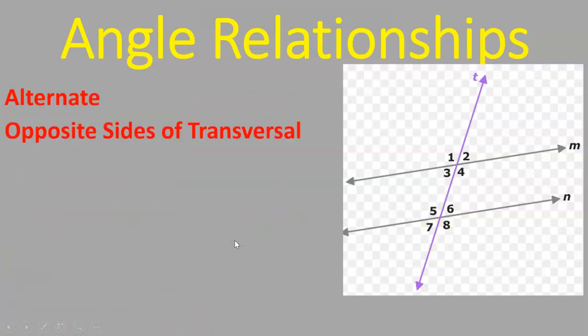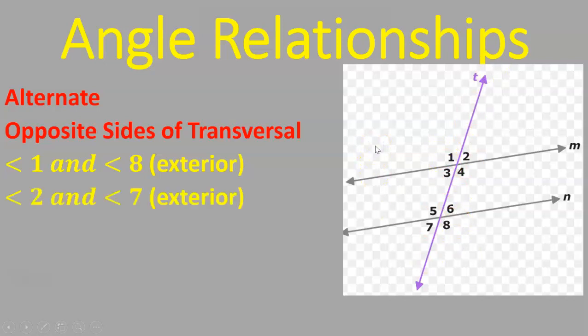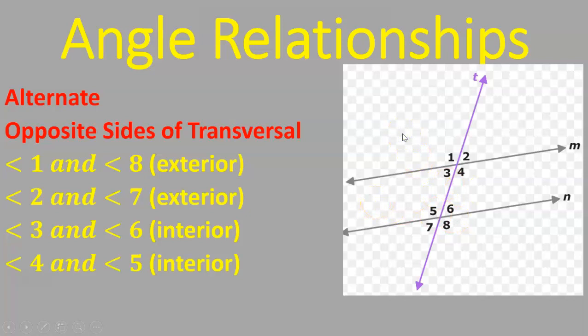Okay, we also have alternate. Alternate are opposite sides of the transversal. 1 and 8 are what we call alternate exterior angles. Now, exterior would be not between the lines. So between M and N is the interior. On either side of M or N is the exterior. 1 and 8 are both exterior and on opposite sides of the purple line. So are 2 and 7. And we call 3 and 6 alternate interior, because they're both inside. And 4 and 5 the same thing. Again, if the lines are parallel, then alternate angles are congruent.